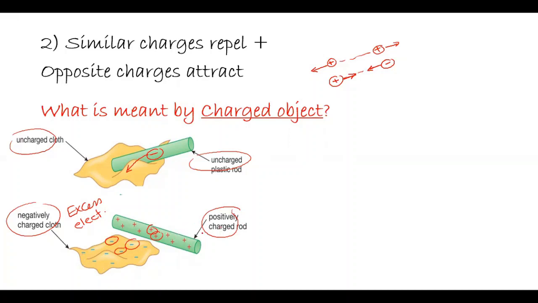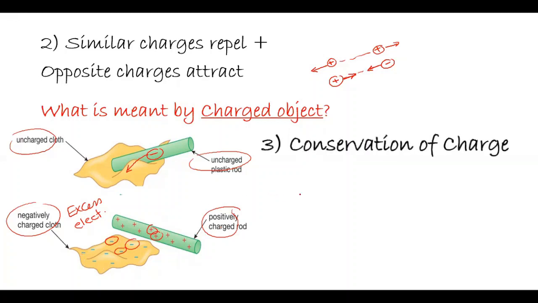So the charging process is essentially a transfer of electrons from one object to another, and we can say that charge is conserved. Conservation of charge means it can't be created or destroyed. We do the charging process by just transferring some electrons from one object to another.